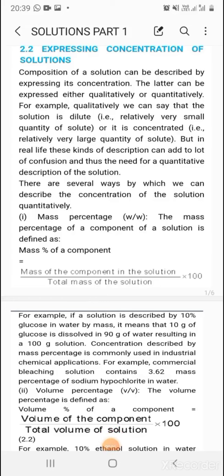Chapter 1, Chemistry. Solutions, Expressing Concentration of Solution. This is the topic which I am going to discuss here.